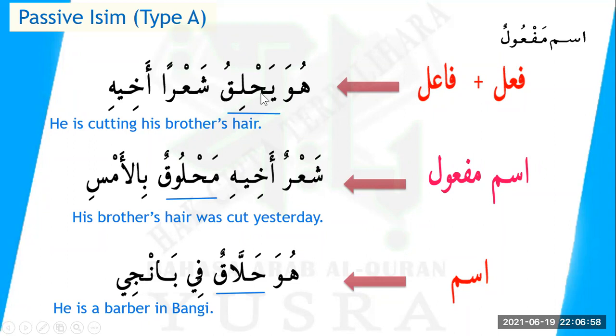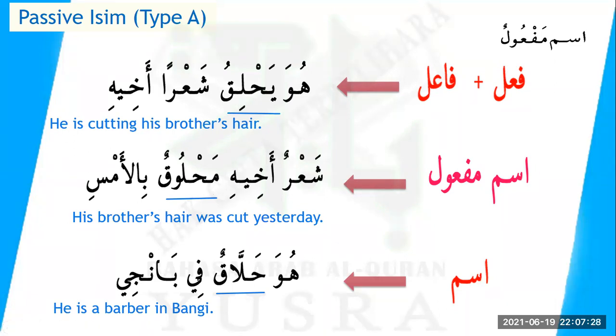Here, he cut his brother's hair. His brother's hair was cut yesterday. So that's the two different forms. Okay? And the Quran sometimes uses this form. This word, you cannot just translate using one word, you have to use two or three words. Was cut. Yeah, was cut.